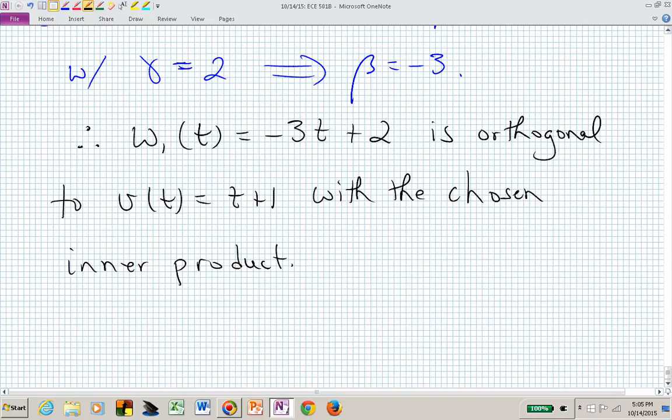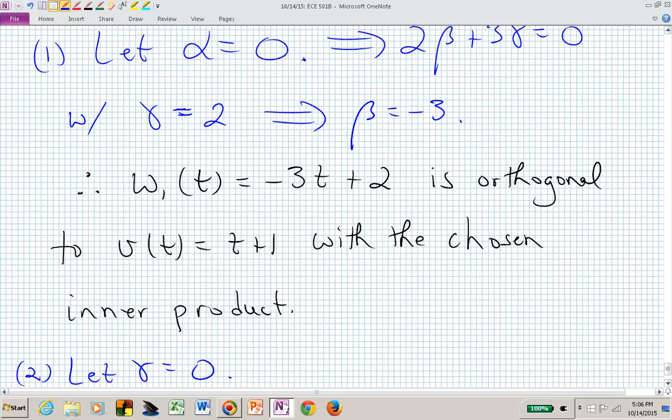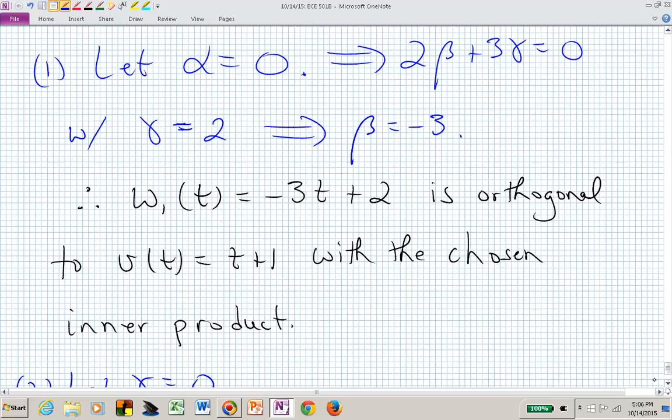And now it might be interesting to examine those. These are linear. You could plot those and see what orthogonality for this inner product corresponds to for those V and W's. Let's look at another case. Suppose that we now let the constant term be 0 in W. Here, if we draw a line like t plus 1 and t, they will not be perpendicular.